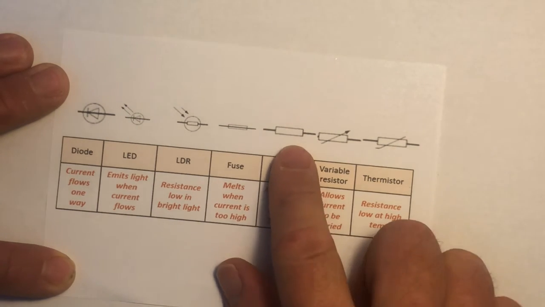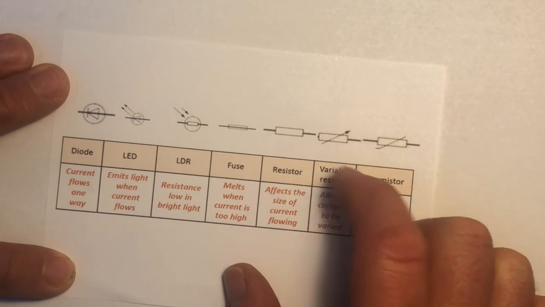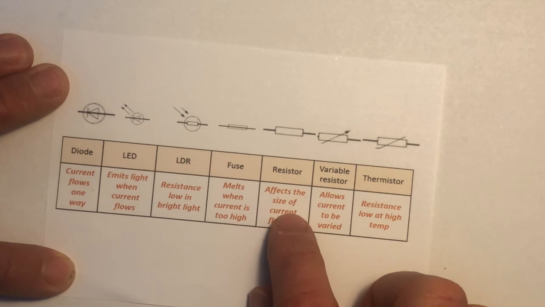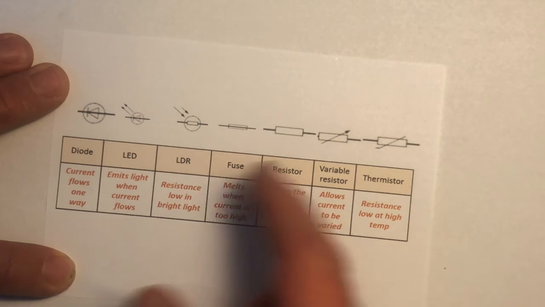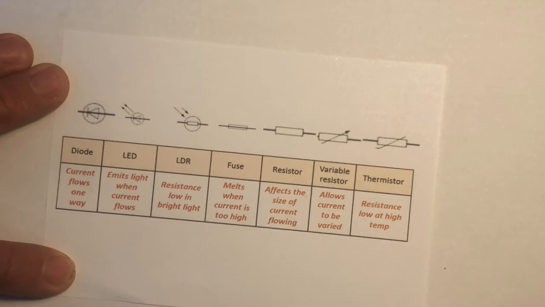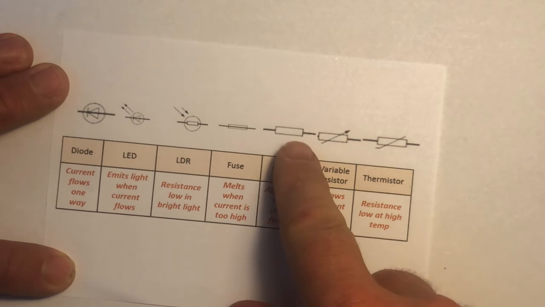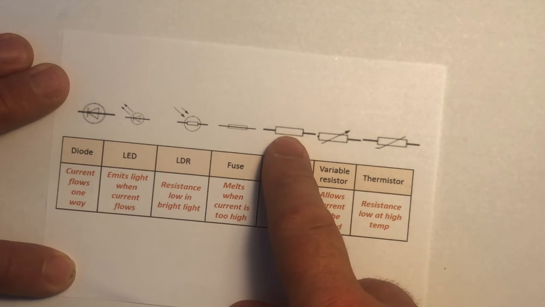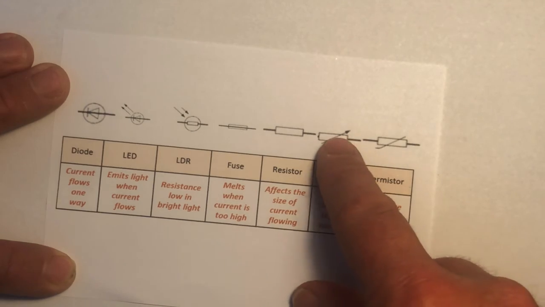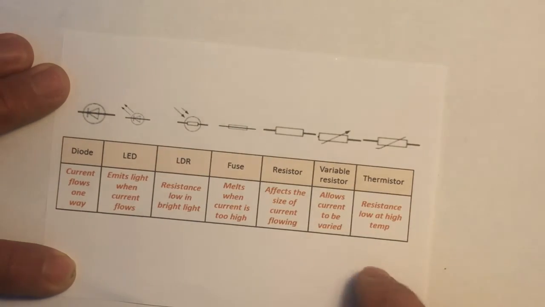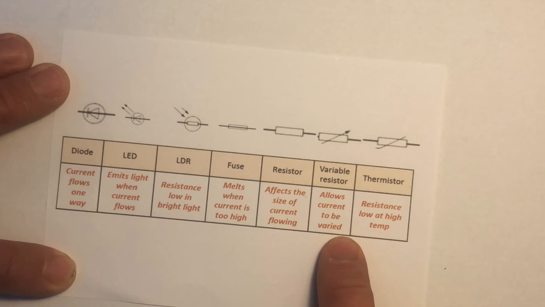A resistor slows down the flow of the current, so it affects the size of the current flowing. Think about a hose pipe. If you've got a hose pipe with water flowing through it, and then you squeeze it, the water slows down. That's the role of a resistor. A variable resistor, basically what that arrow there means, is you can move it backwards and forwards, and it allows the current to be varied.